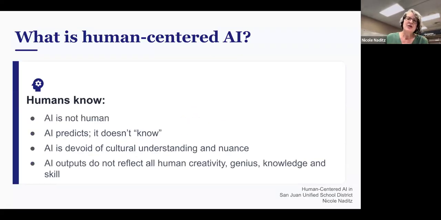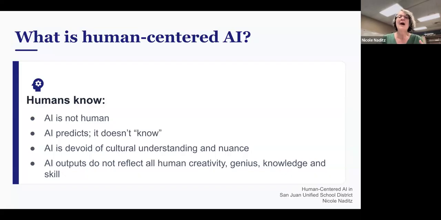Also, as part of human-centered AI, that means humans know a lot of things. Humans know that AI is not human, that AI predicts, it doesn't actually know anything, that AI is devoid of cultural understanding and devoid of cultural nuance and many other forms of nuance, and that AI outputs do not, in fact, reflect all human creativity, human genius, human knowledge, human skill now or in the past.